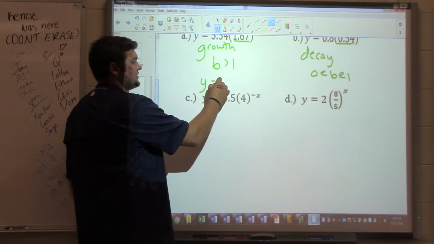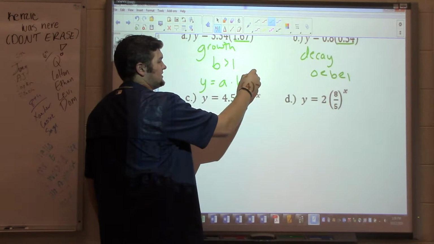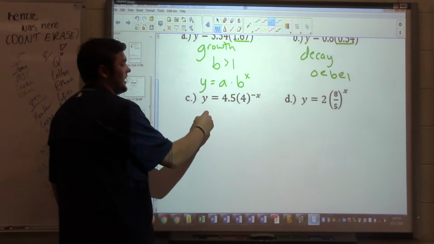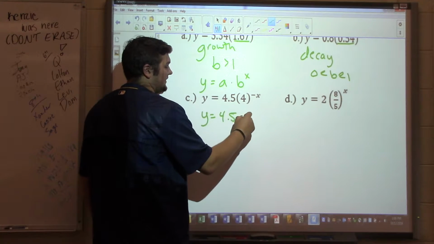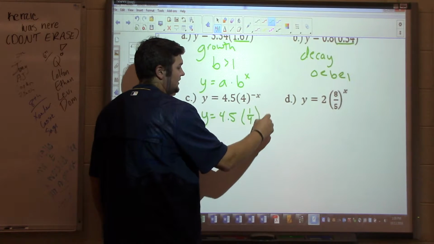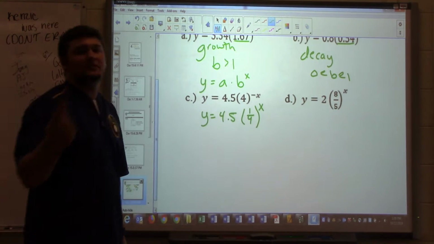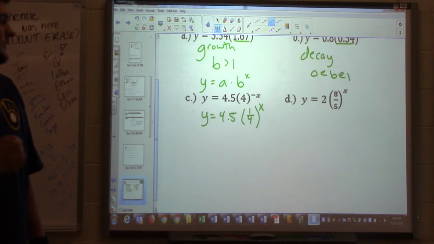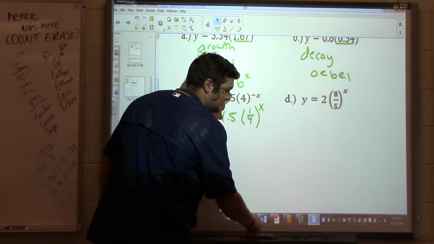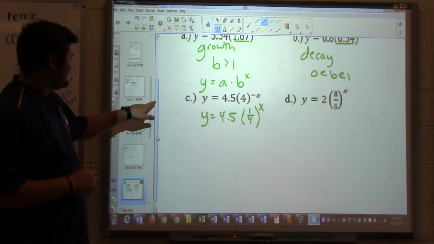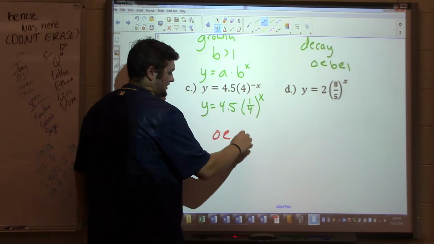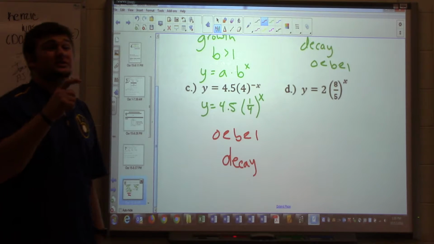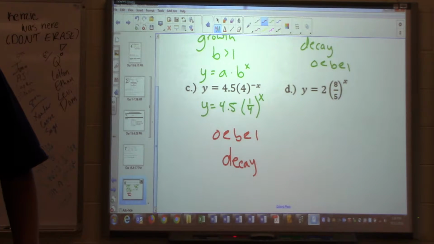Was our original exponential function a times b to the negative x or positive x? Positive, so we need to make that a positive x. So it would be y equals 4.5 times 1/4 to the positive x. Because remember, we flip it to make it a positive exponent. So is it going to be growth or decay? Decay. Right? 1/4 is between 0 and 1, so it's decay. Good. So gotta be careful. It's tricky sometimes. Alright, next one.